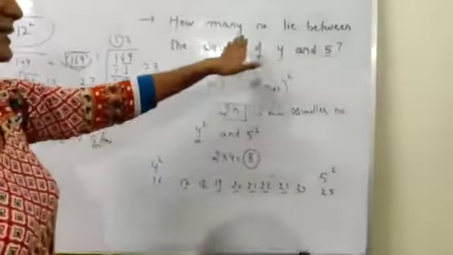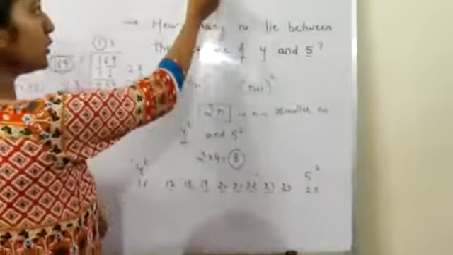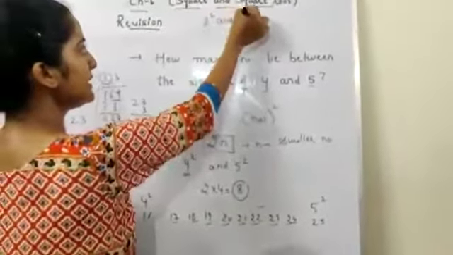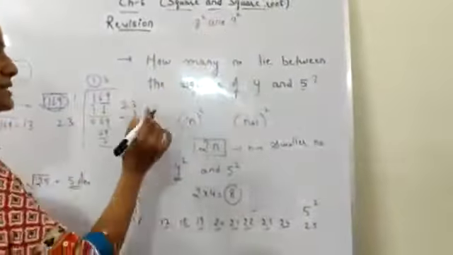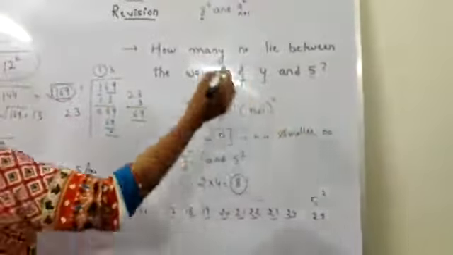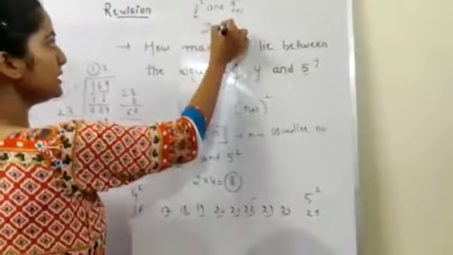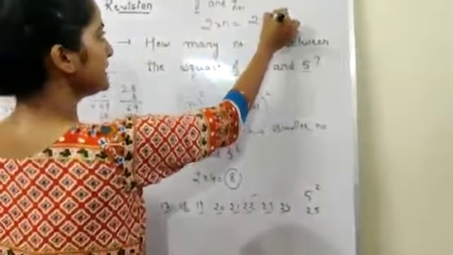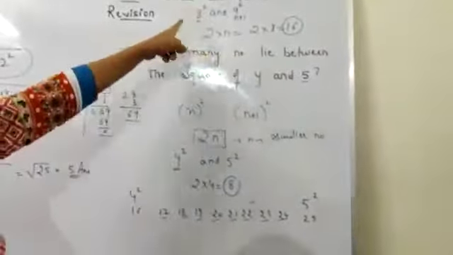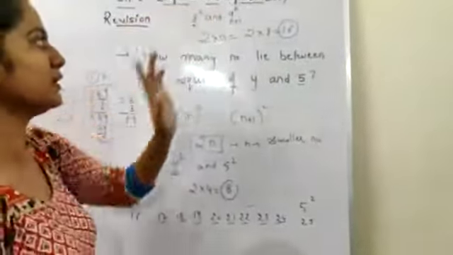If they ask to find the numbers that lie between the square of 8 and 9, it means we have to find the numbers between these two squares. So this is n, this is n plus 1. What formula will we use? 2 into n. It means 2 into 8 and the answer is 16. It means 16 numbers will lie between the square of 8 and the square of 9.